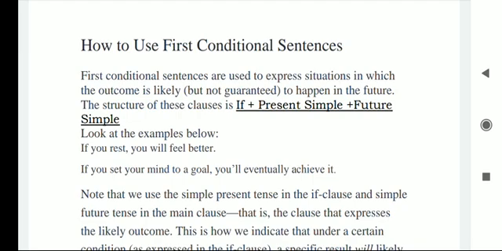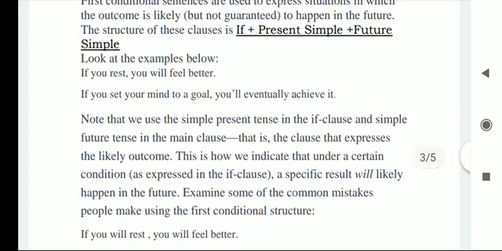If you set your mind to a goal, you will eventually achieve it. Note that we use the simple present tense in the if clause and the simple future tense in the main clause. That is the clause that expresses the likely outcome.